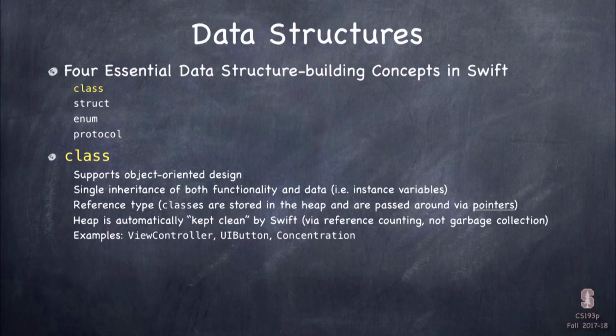Okay, so we're going to finish up today with a little review and a look forward to the data structures you use to build an app in Swift. These are the four: class, struct, enum, and protocol. Protocol is the new one that I'm going to talk about starting on Wednesday.